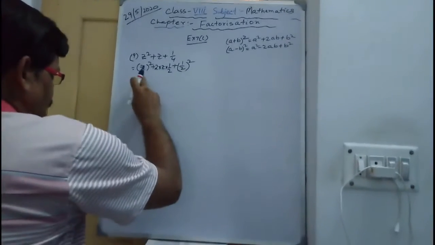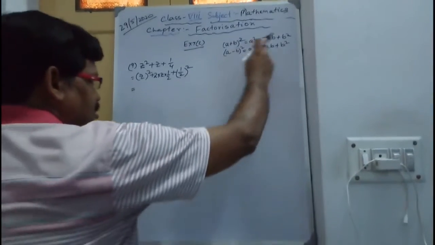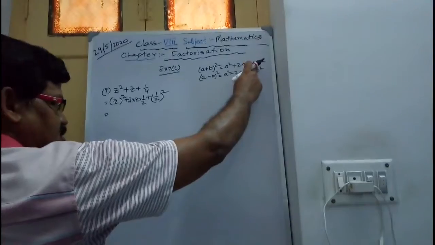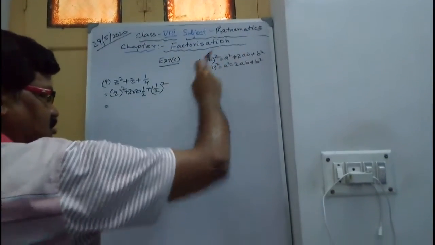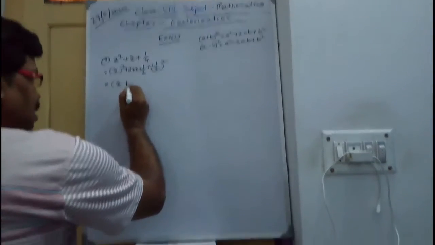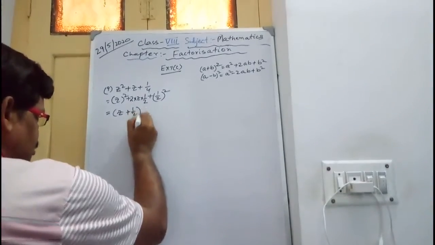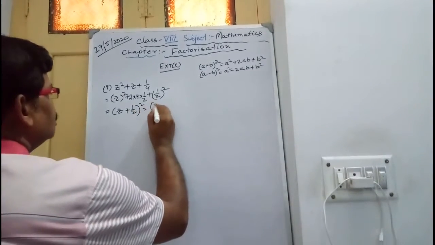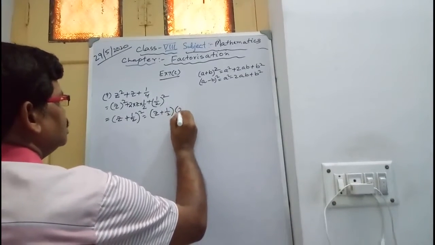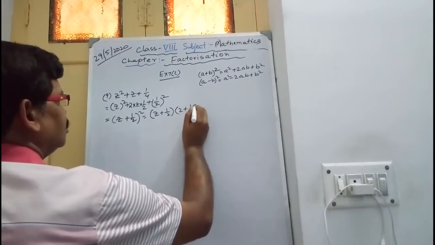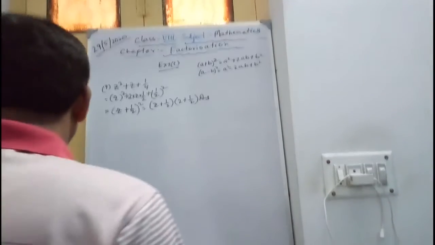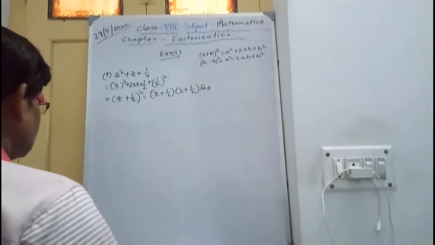So this one matches the right hand side of the first identity. a square plus 2ab plus b square, that is (a plus b) whole square. So in place of a, here is z, in place of b, 1 by 2. So z plus half, z plus half. So this one is the answer of this question.